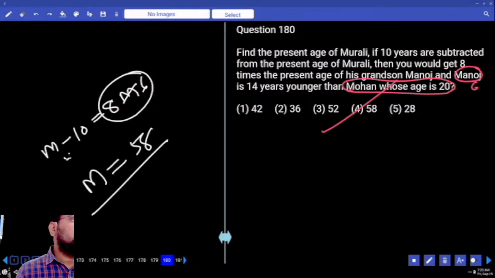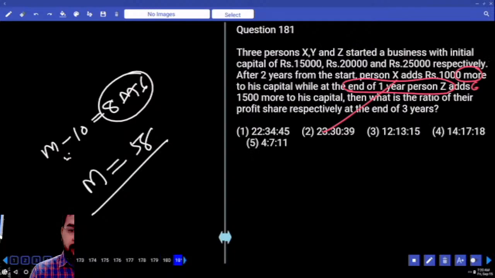8 6 is 48, minus 10 comes to this side, plus 10. Are you clear or not? Next one.